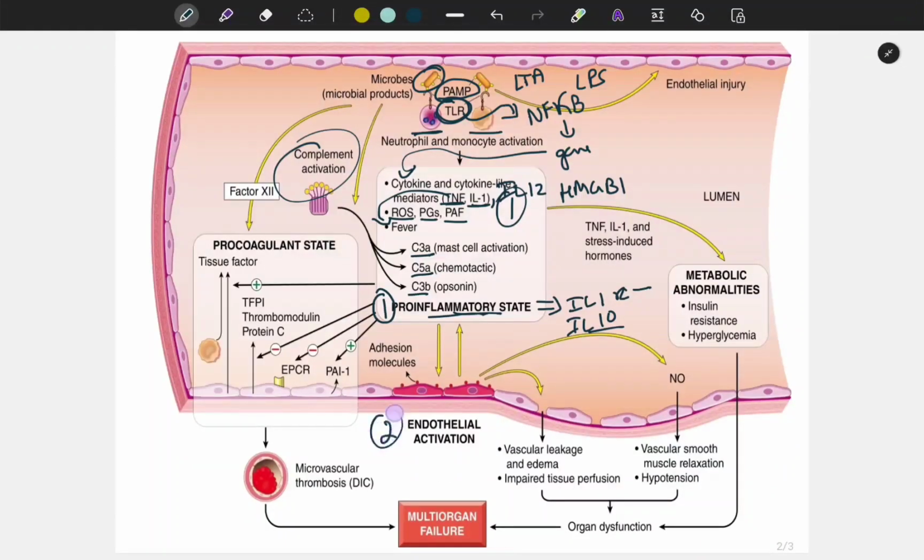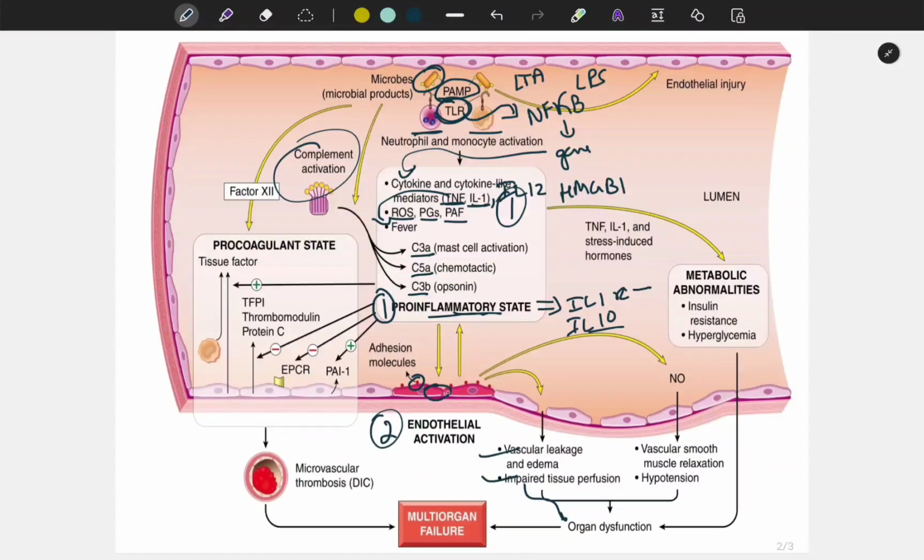Second factor is endothelial cell activation. This pro-inflammatory state will increase the expression of adhesion molecule on the endothelial cell, which will further increase cytokine production. Also, these cytokine will now damage the tight junction between endothelial cell, which results in vascular leakage and edema, which further leads to impaired tissue perfusion and can result in organ dysfunction.